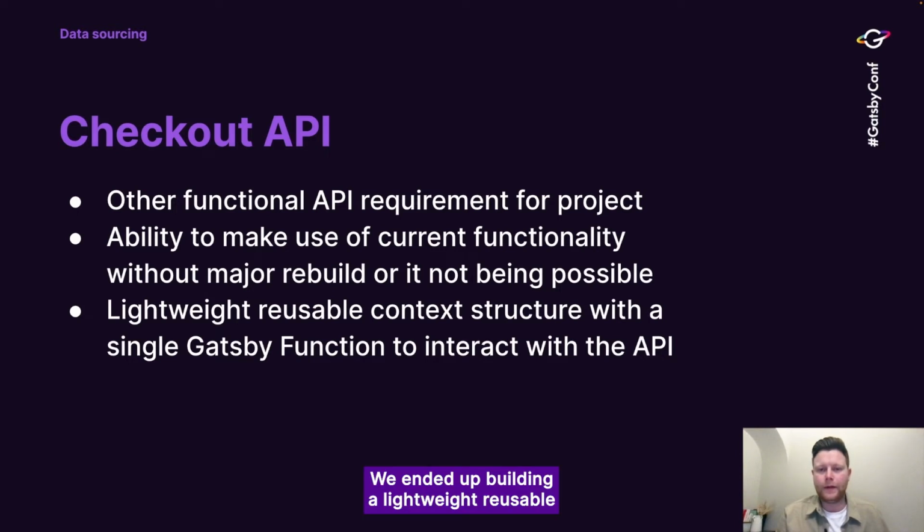We ended up building a lightweight, reusable context structure to use throughout the site, with a single Gatsby function to make the calls to the API, keeping this secure and scalable through Gatsby Cloud. With these new APIs, especially the Content API, we were able to provide data to the decoupled front end. With this, we had to find the best way to consume data. Back to Tom to explain more.